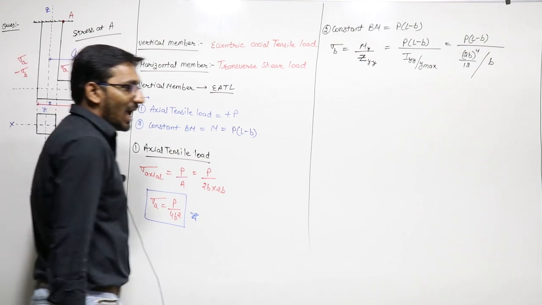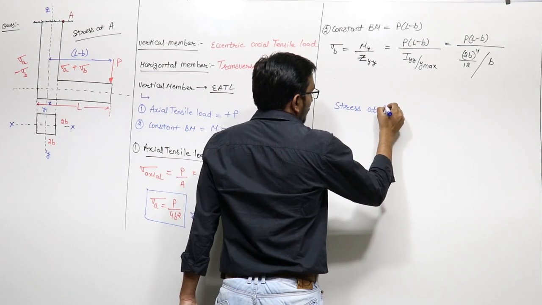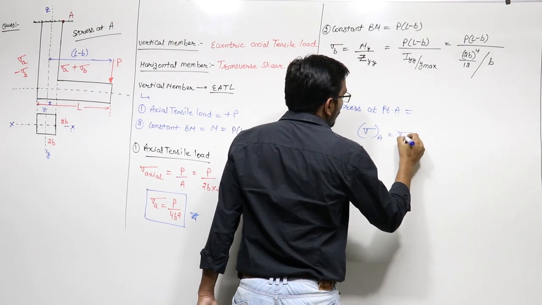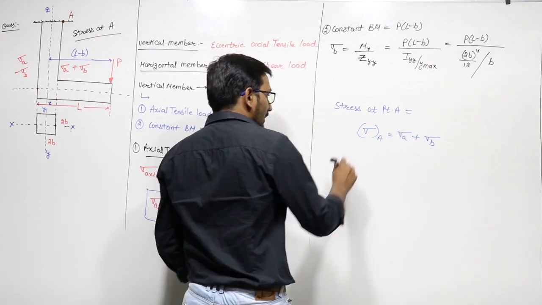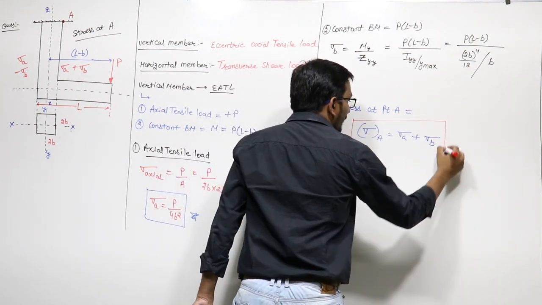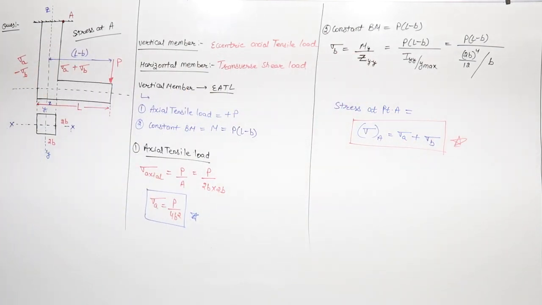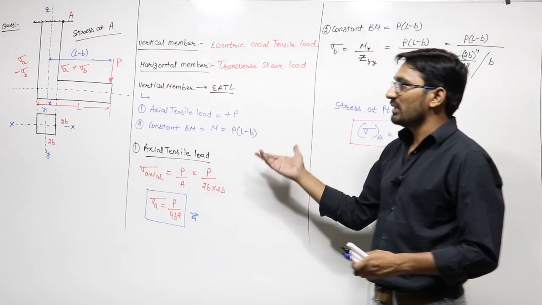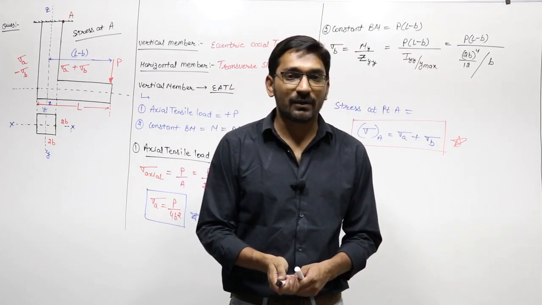So the stress at point A, if you want to calculate, will be equal to sigma A plus sigma B, right? Put the value after solving this, this will be the answer. You can solve like this. This is a GATE 2008 question, so you can solve it very easily with the help of your basic understanding of axial loading and eccentric axial loading.